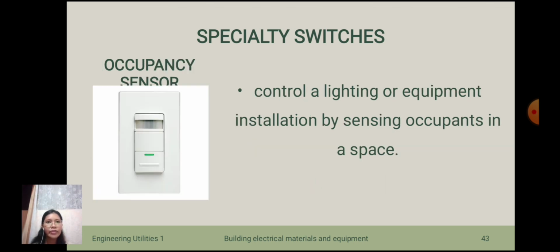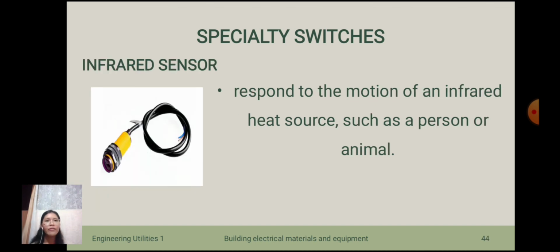And then we have the occupancy sensor. Control a lighting or equipment installation by sensing occupants in space. So if may masense siya na tao or human, mag-light lang siya. We have here the infrared sensor. Respond to the motion of an infrared heat source such as person or animals.